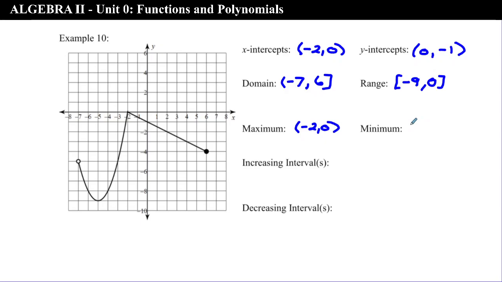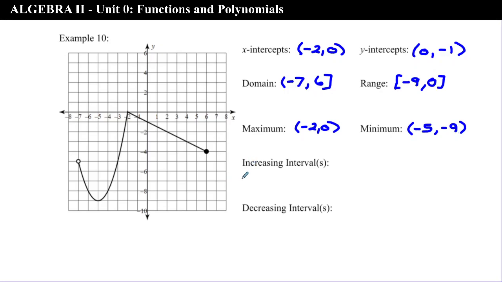For the purposes of my class, if it is asking for a maximum or minimum, but it does not specify which one, always assume absolute. And since this one has an absolute maximum and an absolute minimum, we can actually put values for both of those.